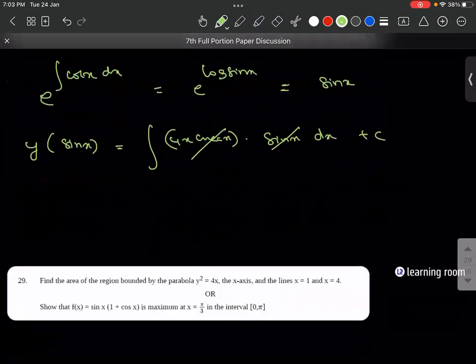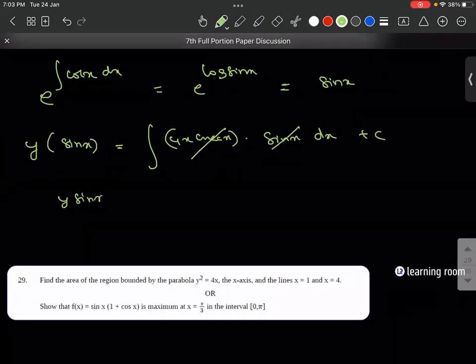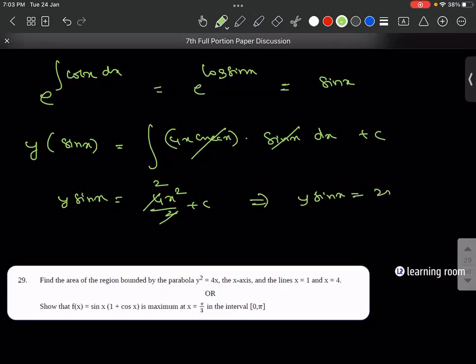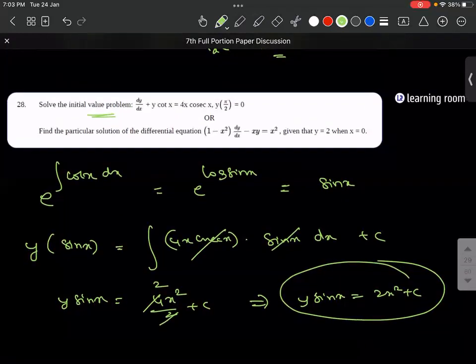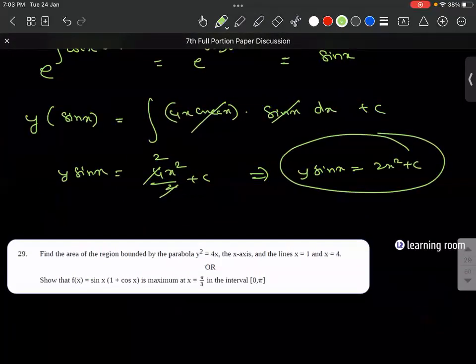So cosecant x and sin x will get cancelled. y sin x is equal to 4x square by 2 plus c, which implies y sin x is equal to 2x square plus c. Simple, huh? But they ask for a particular solution. Y of pi by 2 is 0.